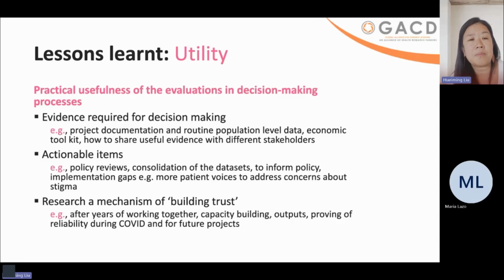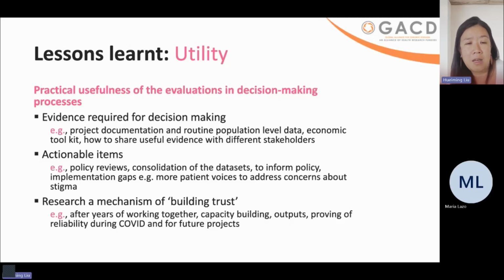That relates to the second point about actionable items, as to whether the findings from the evaluations were answering a policy or implementation gap. So, for example, were there concerns about stigma in their program, and if so, did they need to get more patient voices to really find out whether that was an issue on the ground? Other things included policy reviews to identify gaps and recommendations for future implementation.